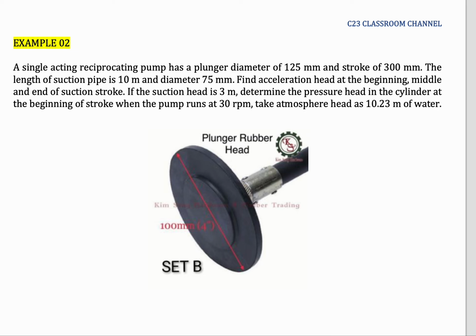If the suction head is 3 meter, determine the pressure head in the cylinder at the beginning of stroke when the pump runs at 30 rpm. Take atmosphere head as 10.23 meter of water.